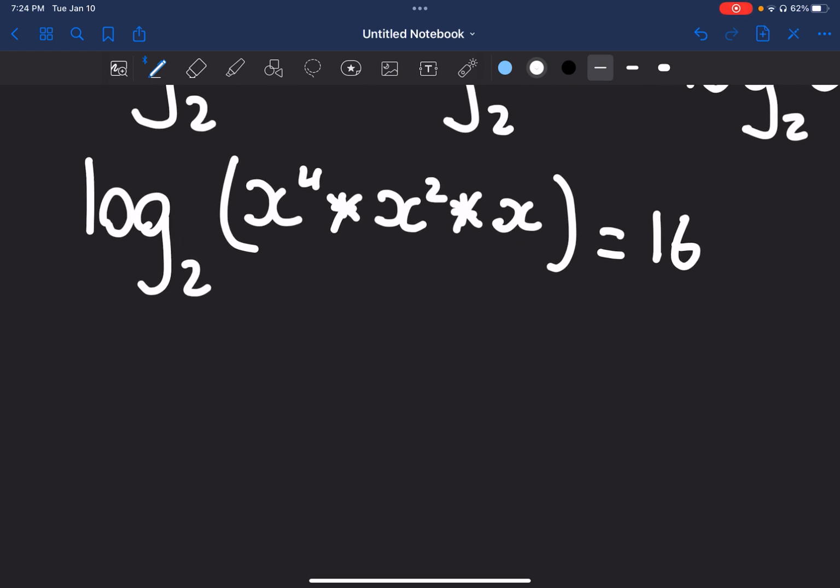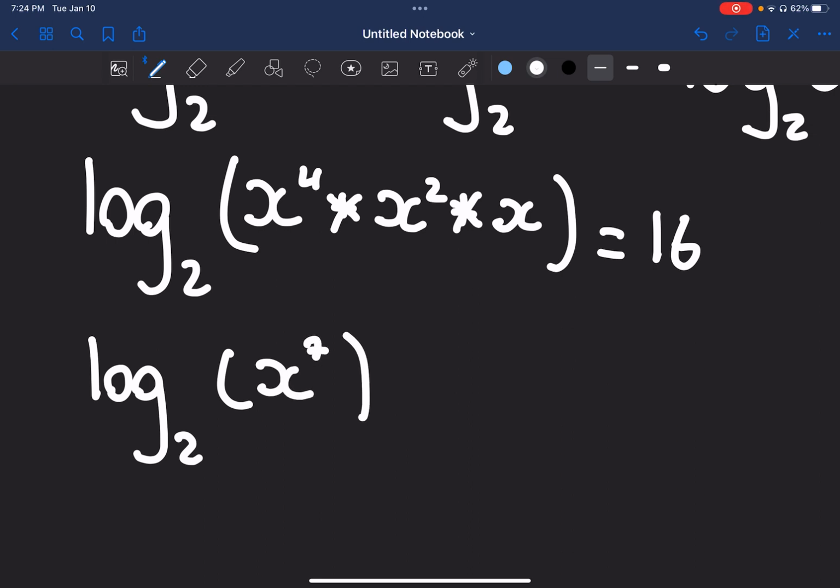So now we know that we can add these powers, because when the same base is being multiplied, we can just add the powers. So log base 2 of 4 plus 2 is 6, plus 1 is 7, and that will be equal to, oh my, I put 16, it should be 28.